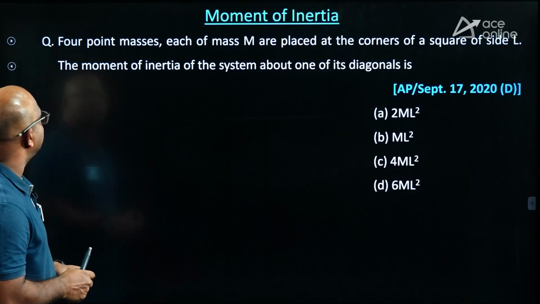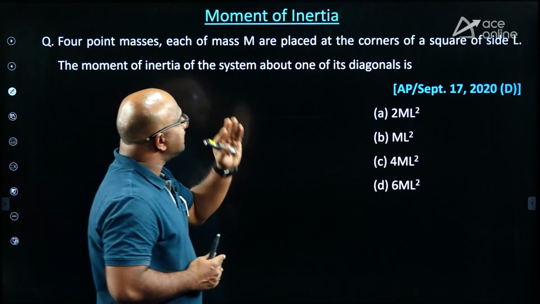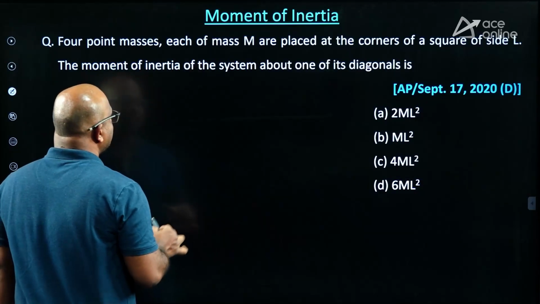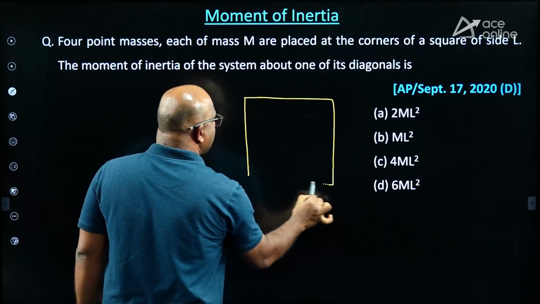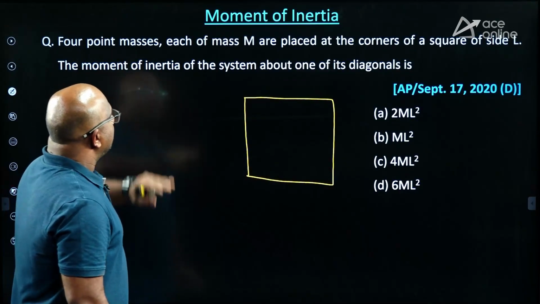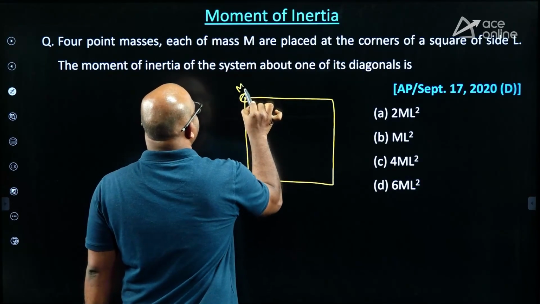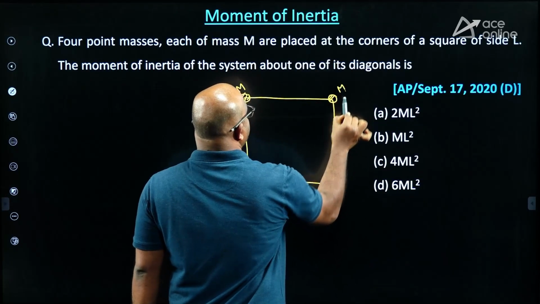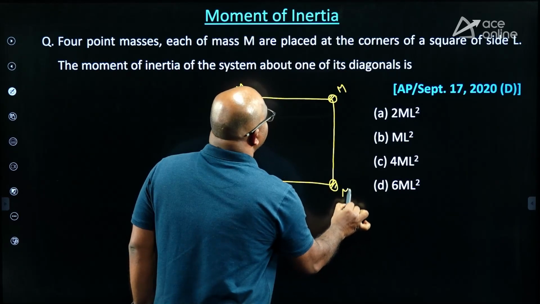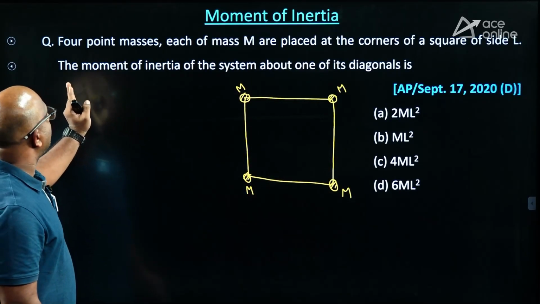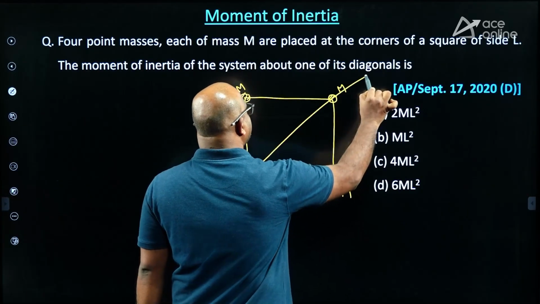Now, let's see this question. Four point masses, each of mass m, are placed at the corners of a square of side L. Same question, guys, a square. See, similar kinds of questions are repeating. Then the moment of inertia of the system about an axis, about its diagonal, he's asking, about this diagonal.